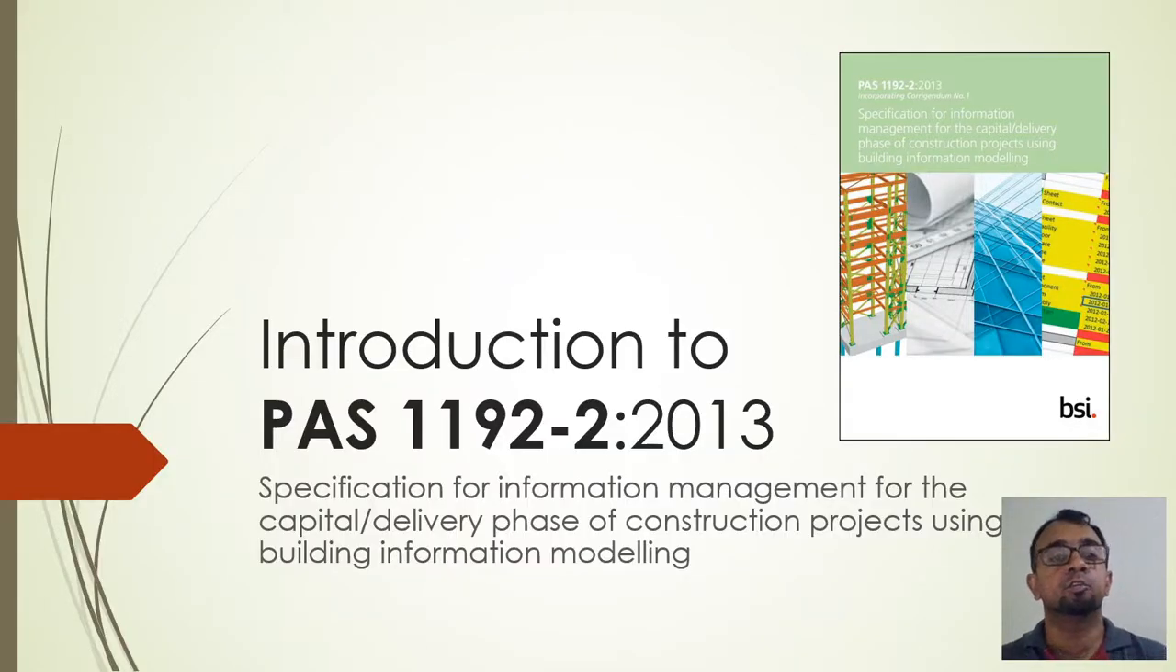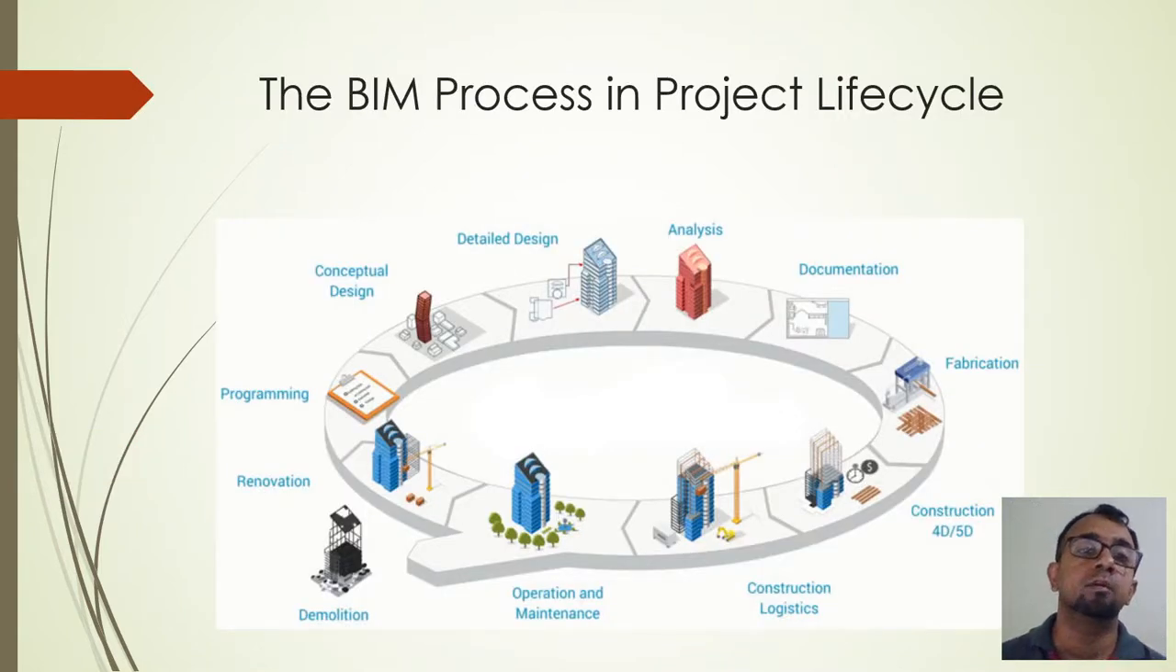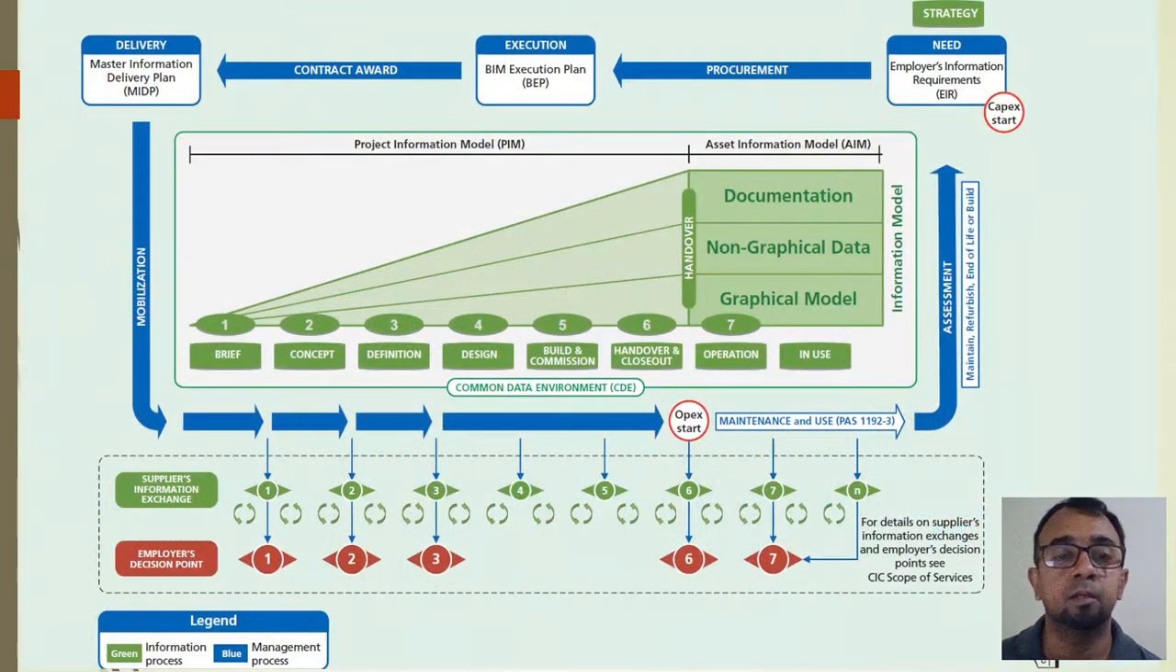In part 1 I introduced you to the PAS document, PAS 1192-2:2013, which is the specification for information management for the delivery phase of construction projects using BIM. Today I'm going to look at another aspect that we find in this document, that is the BIM process in a project life cycle. This is very well explained by using a diagram in this document, which appears in many places, which is the information management cycle.